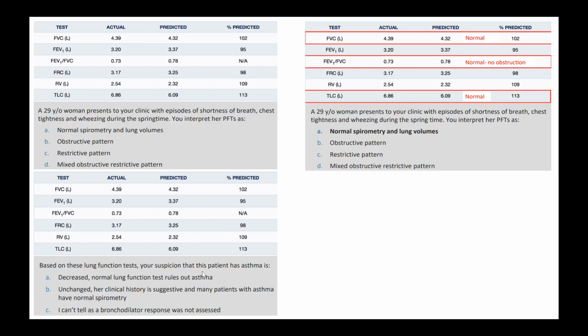Your suspicion is that this patient has asthma. So this is the same thing being analyzed based on this lung function. The suspicion that this patient has asthma is decreased? Normal lung function rules out asthma? Unchanged: clinical history is suggestive, and many patients with asthma have normal spirometry sometimes. And I can't tell, as a bronchodilator response was not assessed also.